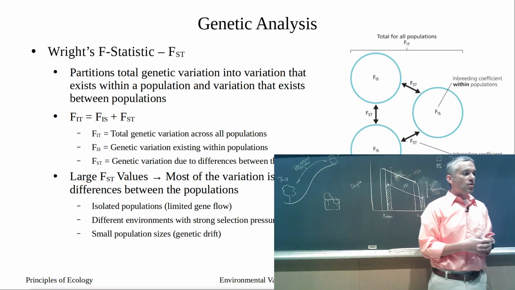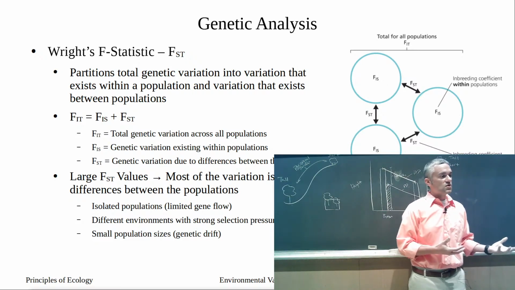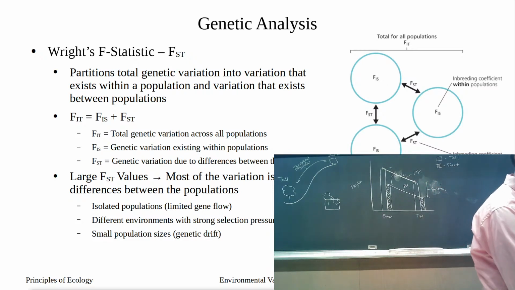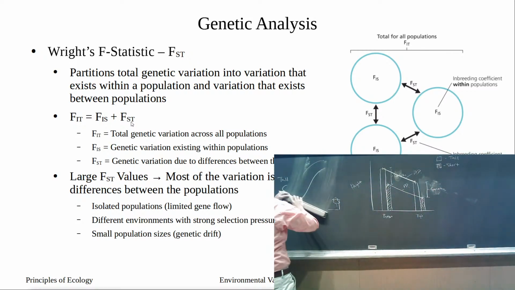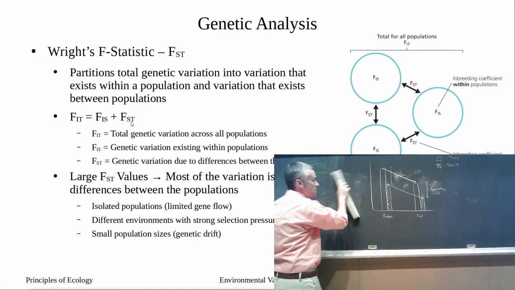What's important is this equation. F_IT equals F_IS plus F_ST. So this equation here is the mathematical way to say our definition. We have F_IT, that's our total genetic variation. That gets partitioned into F_IS, which is the variation within a population, and F_ST, which is the variation between our populations. I have the figure up on this slide.